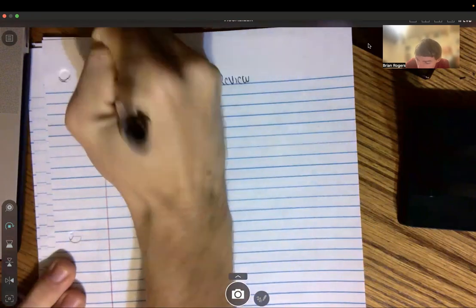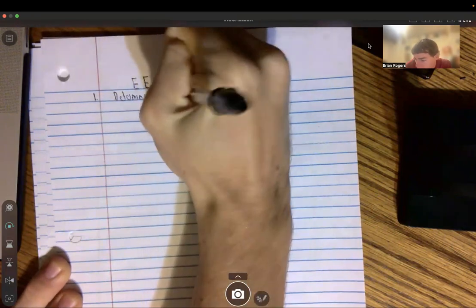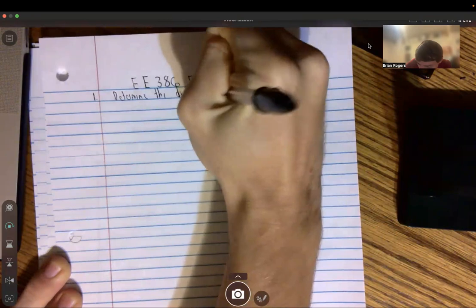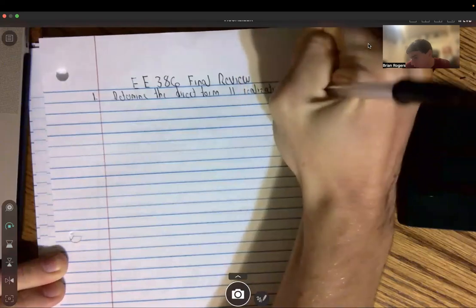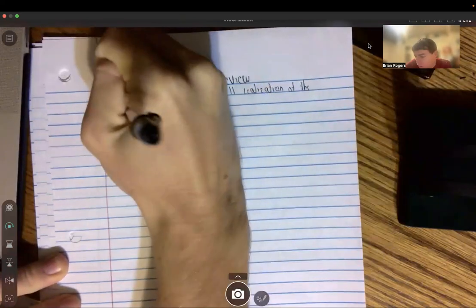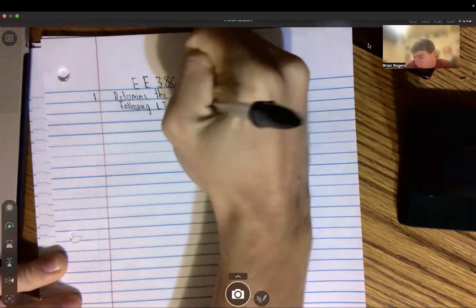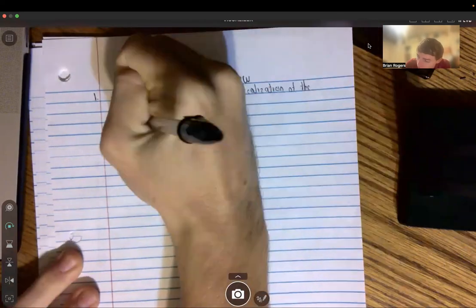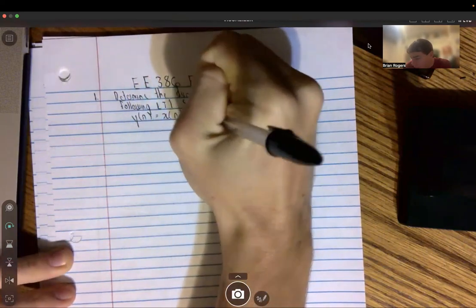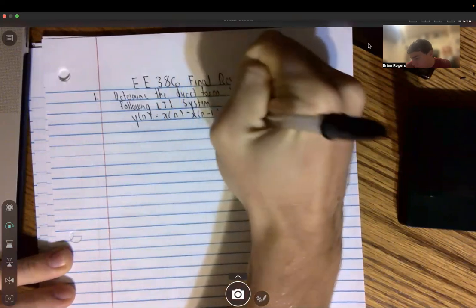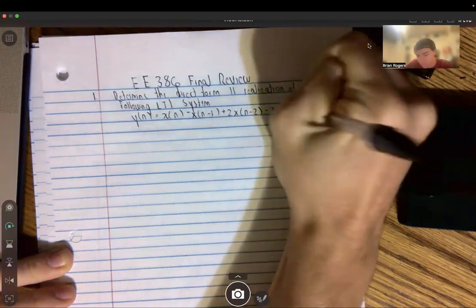So the first one is going to be: determine the direct form 2 realization of the following LTI system. And for our LTI system, they give us here y of n is equal to x of n minus x of n minus 1 plus 2x of n minus 2 minus 3x of n minus 4. Okay.